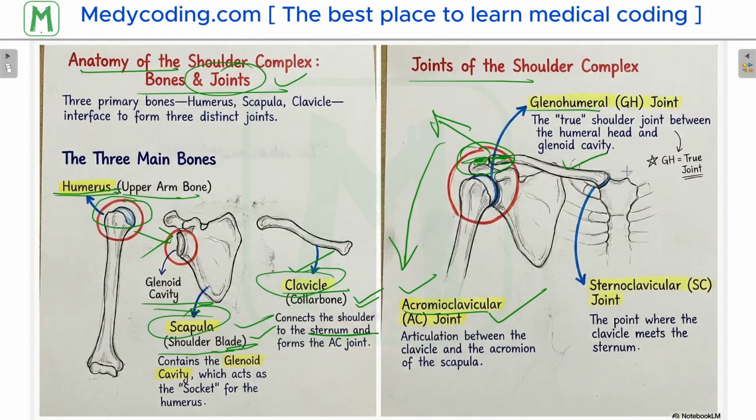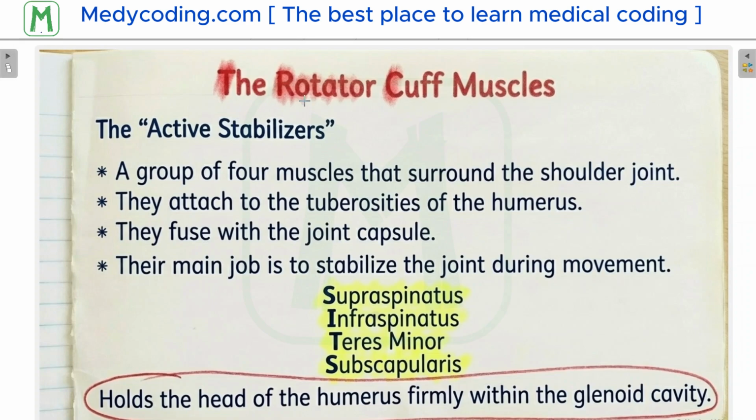The third joint of the shoulder is the sternoclavicular joint, the SC joint. There is the sternum bone and this is the clavicle bone. This point is known as the sternoclavicular joint. So these are the bones and joints involved in the shoulder.